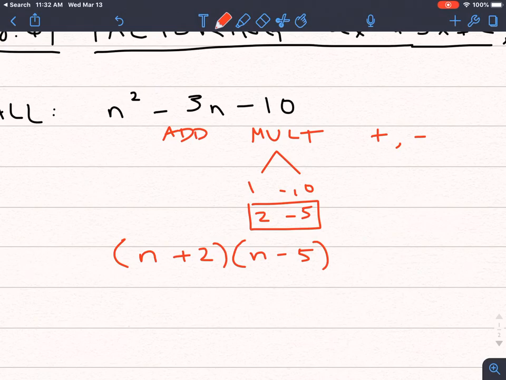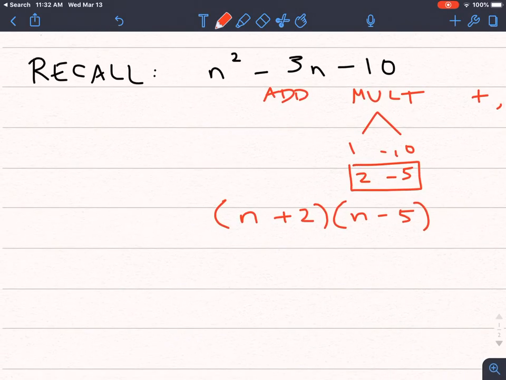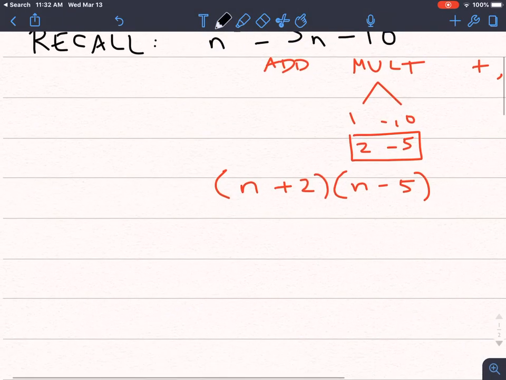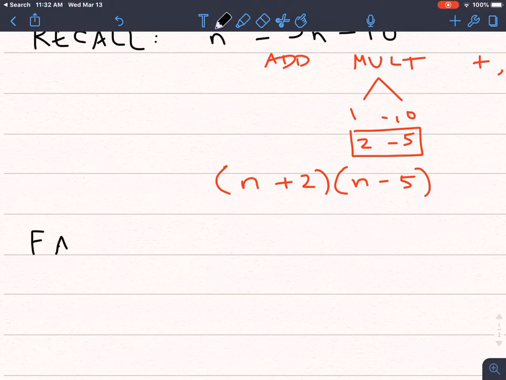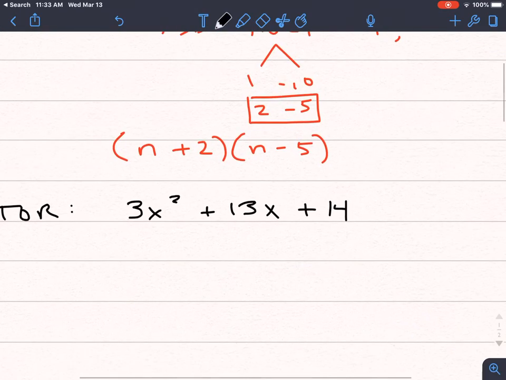So today we're going to try to factor things that require a little bit more process here. We're going to factor something like 3x squared plus 13x plus 14. Note that we do have a 3 out in front. So what that does is that changes our approach.